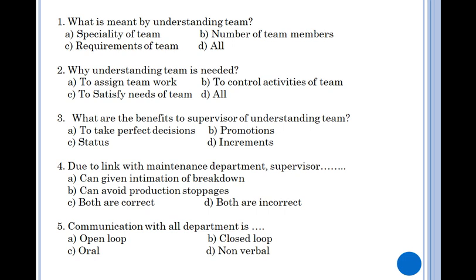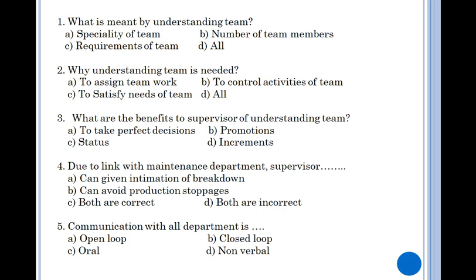The other 3 options, promotion, increments and status, are the output of perfect decisions. As the supervisor has taken perfect decisions, the company will get profit, and the profit will reflect in the supervisor's promotion, increments and status. So the correct answer is to take the perfect decision, option A.